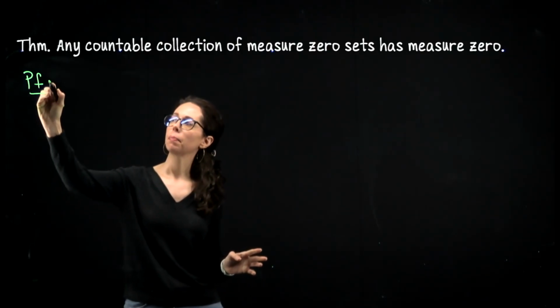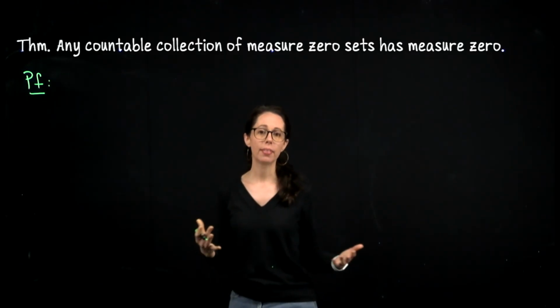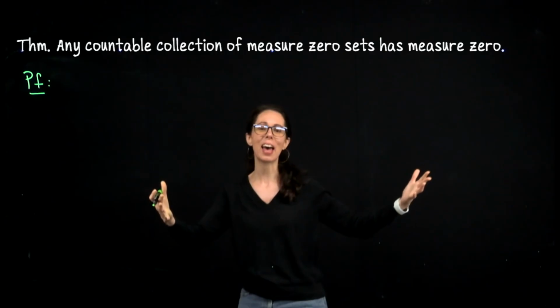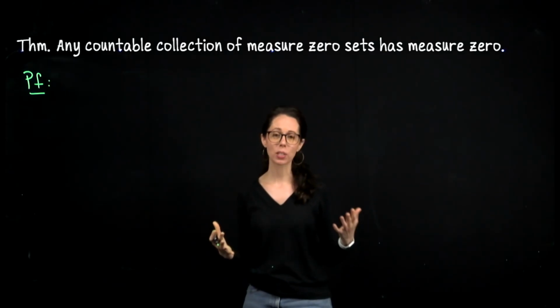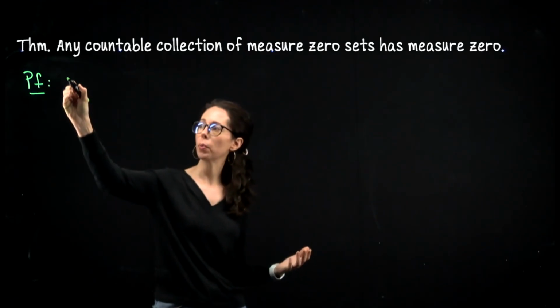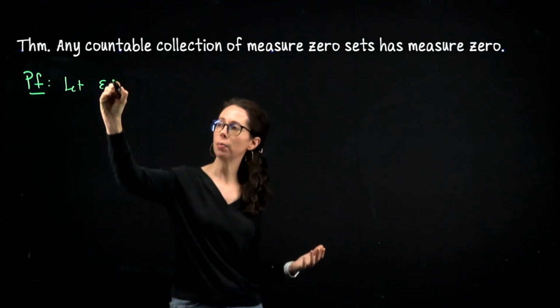Once again, I want to prove a set. In this case, it's a countable collection of sets. I want to prove the grand set has measure 0. It's going to be a direct proof that sounds exactly like the definition of measure 0. So let's open with: let epsilon be greater than 0.